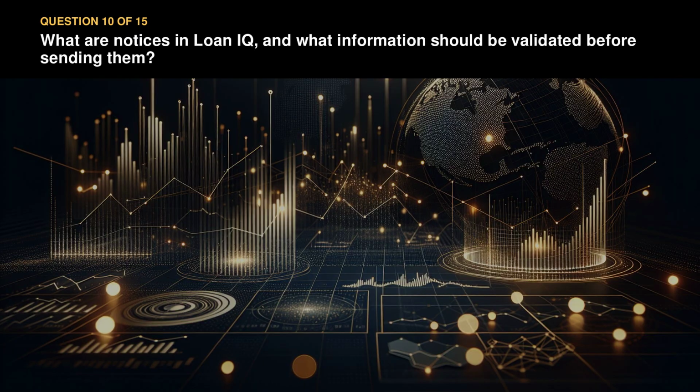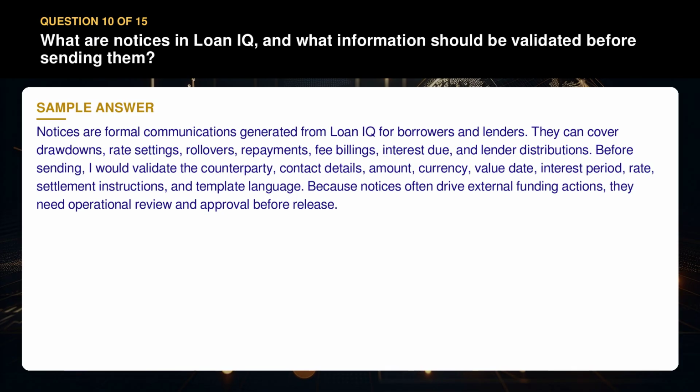Question 10. What are notices in Loan IQ, and what information should be validated before sending them? Notices are formal communications generated from Loan IQ for borrowers and lenders. They can cover drawdowns, rate settings, rollovers, repayments, fee billings, interest due, and lender distributions. Before sending, I would validate the counterparty, contact details, amount, currency, value date, interest period, rate, settlement instructions, and template language. Because notices often drive external funding actions, they need operational review and approval before release.